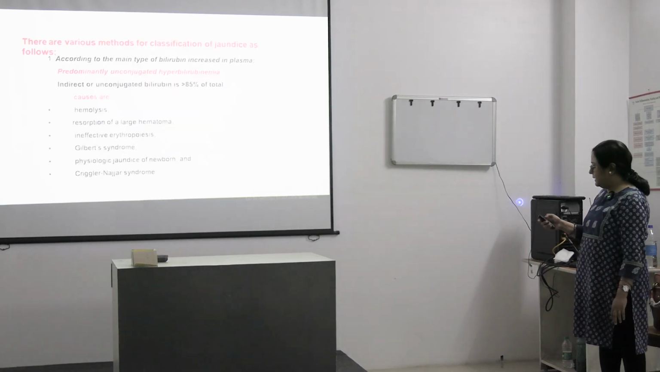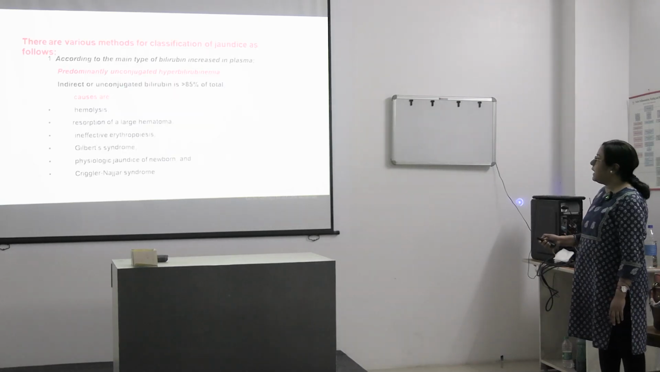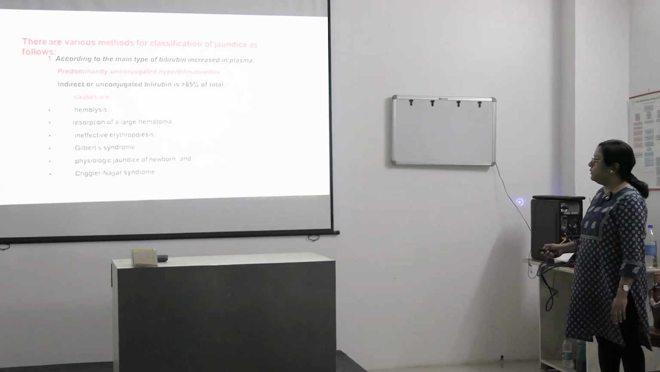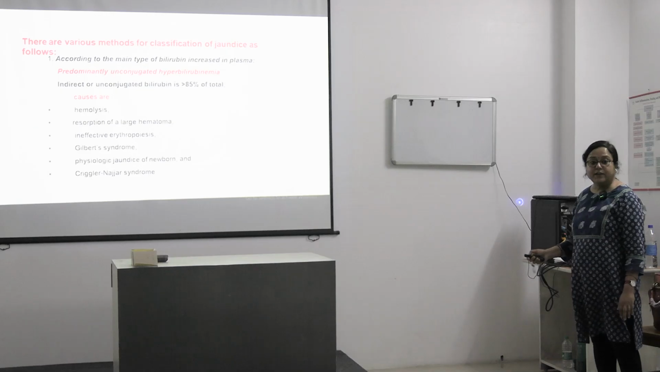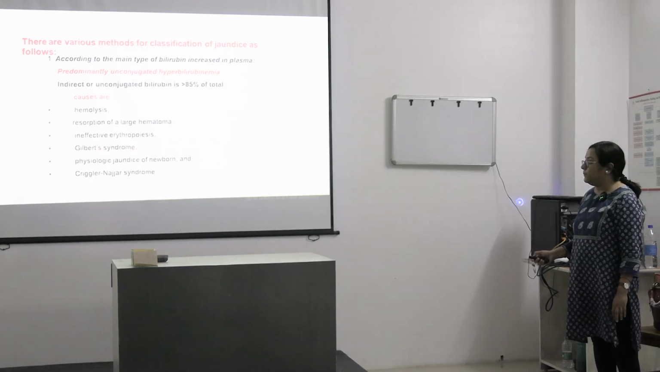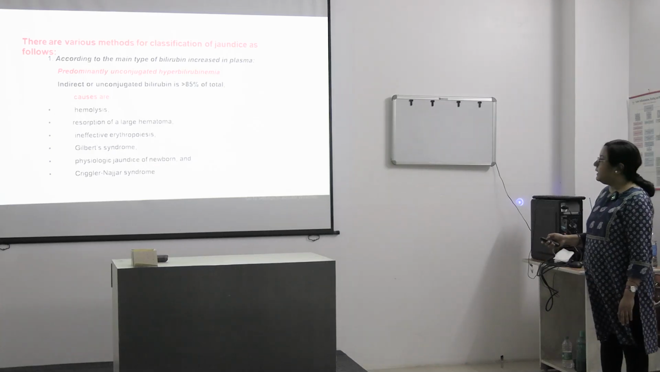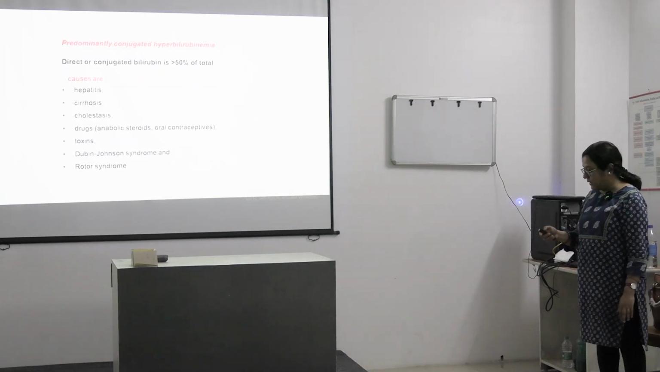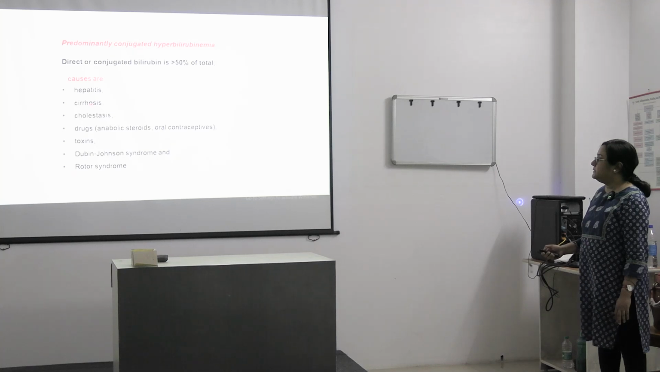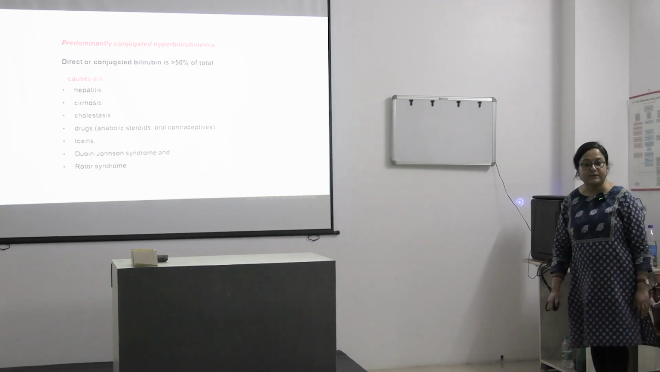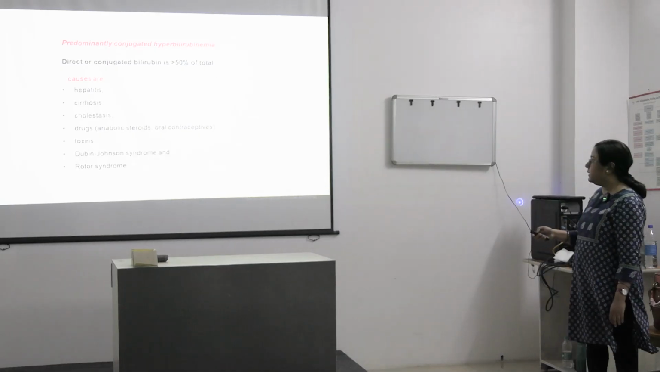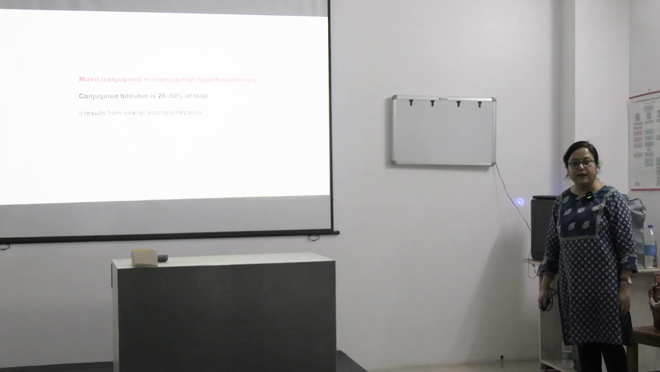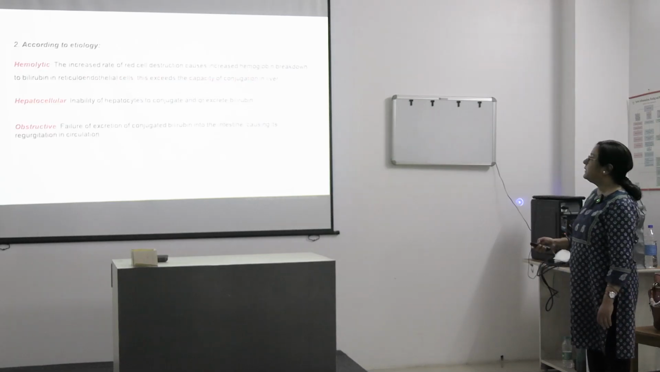Now the indirect unconjugated hyperbilirubinemia, the causes are hemolysis, large hematoma, ineffective erythropoiesis, Gilbert syndrome, Crigler-Najjar syndrome, physiologic jaundice of newborn. And predominantly conjugated one, the causes are hepatitis, cirrhosis, cholestasis, some drugs, toxins, Dubin-Johnson syndrome and Rotor syndrome. And mixed one is due to viral or alcoholic hepatitis.